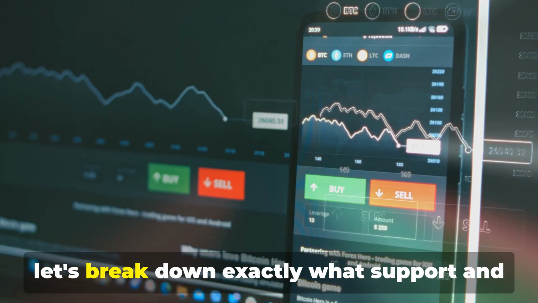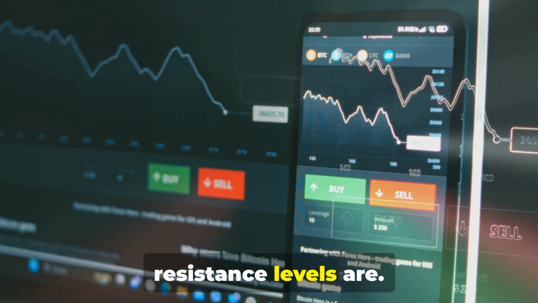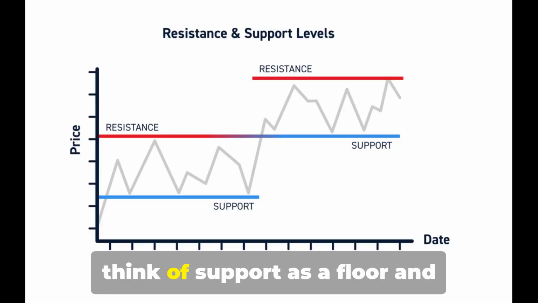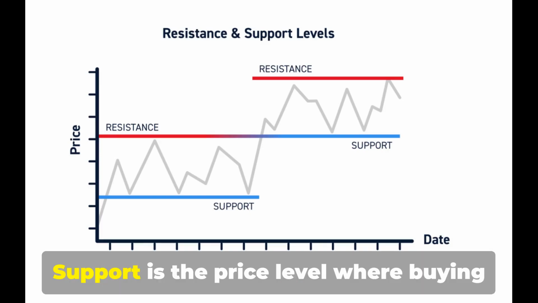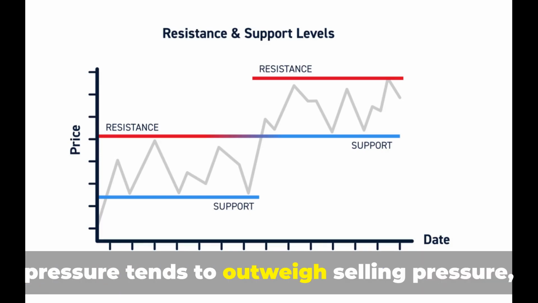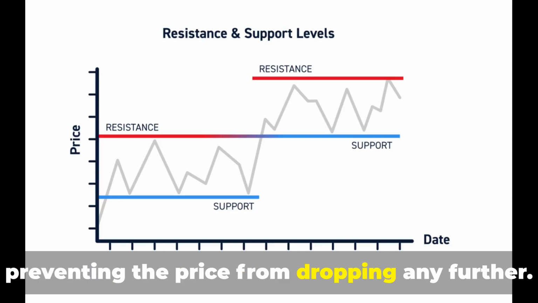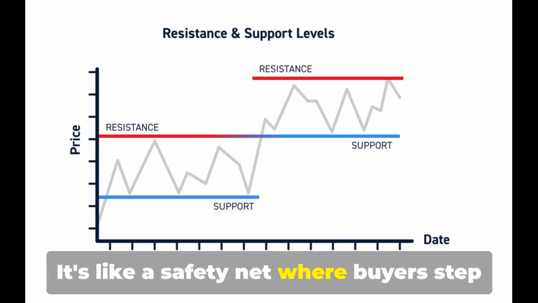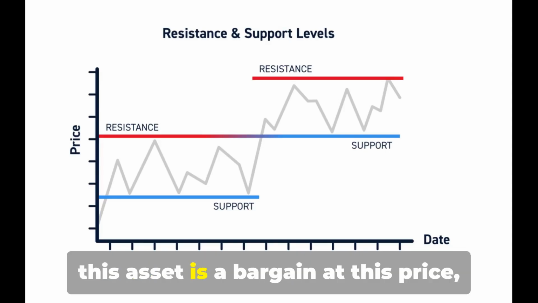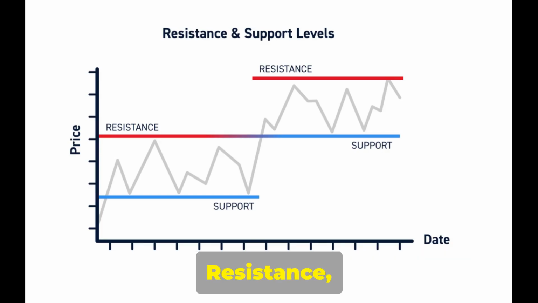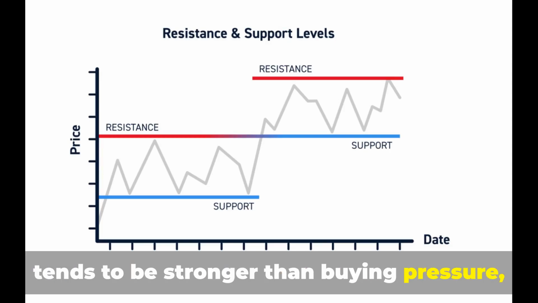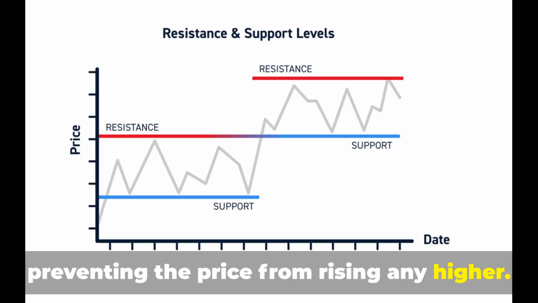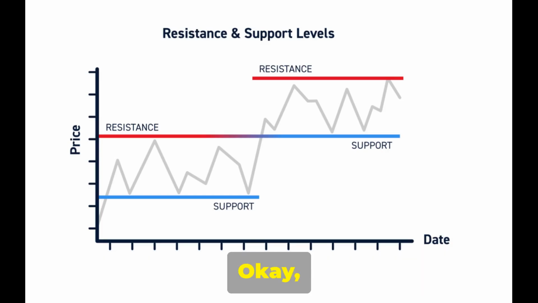First things first, let's break down exactly what support and resistance levels are. In the simplest terms, think of support as a floor and resistance as a ceiling for the price of an asset. Support is the price level where buying pressure tends to outweigh selling pressure, preventing the price from dropping any further. It's like a safety net where buyers step in and say, "Hey, this asset is a bargain at this price, I'm buying." Resistance, on the other hand, is the price level where selling pressure tends to be stronger than buying pressure, preventing the price from rising any higher. It's like hitting a ceiling where sellers say, "Okay, this asset is getting a bit too expensive, time to sell."